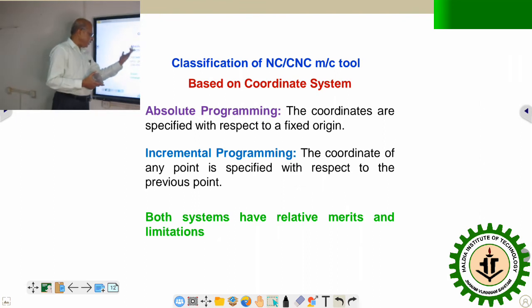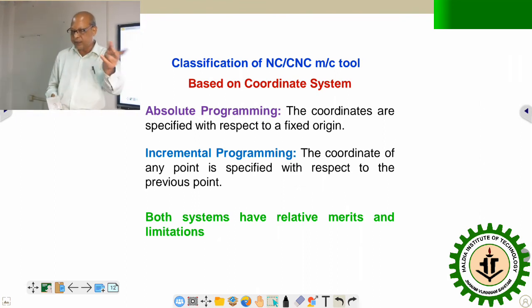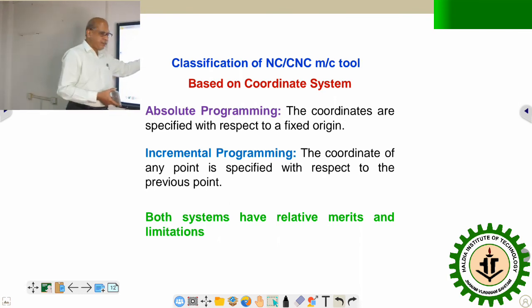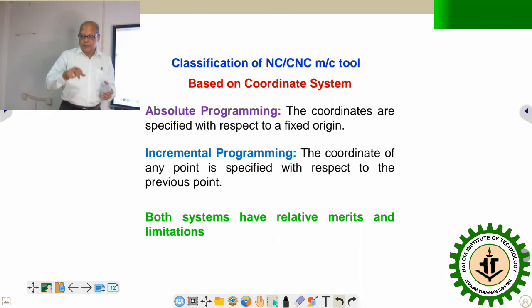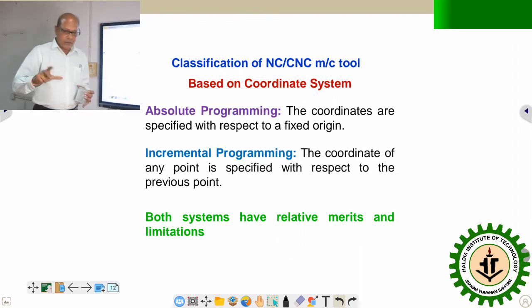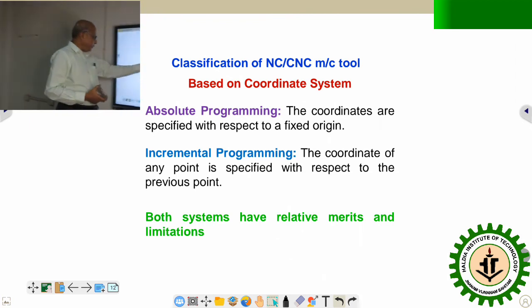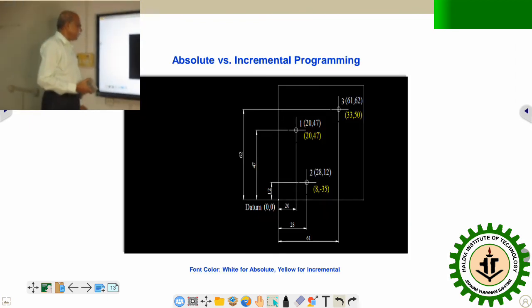To enable absolute or incremental mode of programming, there are 2 different G codes which I was talking about. In this case it is G90, capital G90, and in this case G91. But no need to remember them at this stage. During programming you will become accustomed to the different such codes.